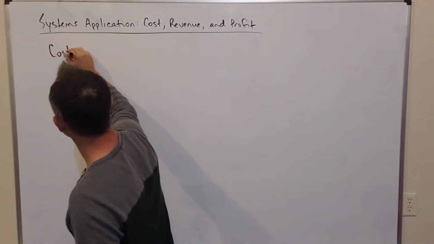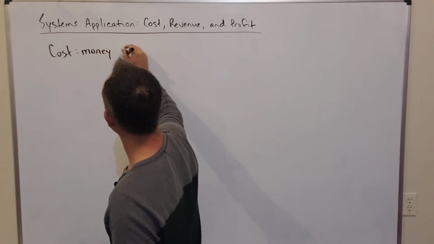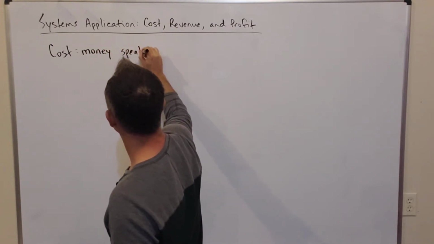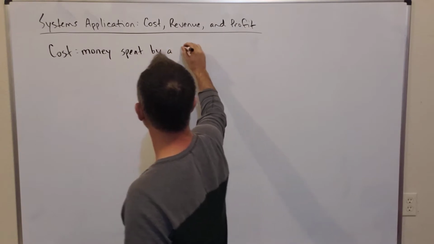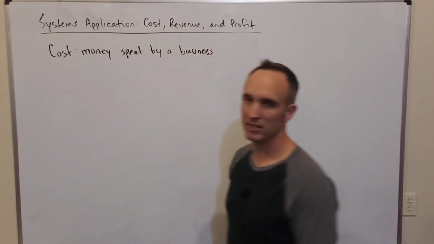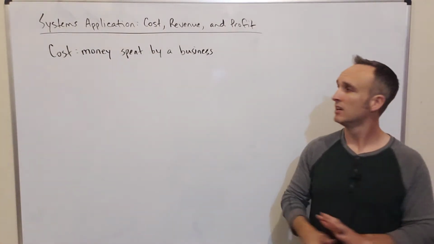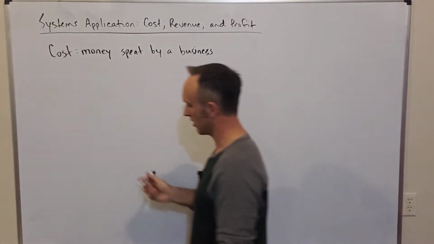So cost is money spent by a business, okay? So this might be to buy supplies, to pay workers, whatever it may be. Money spent by a business is the cost.